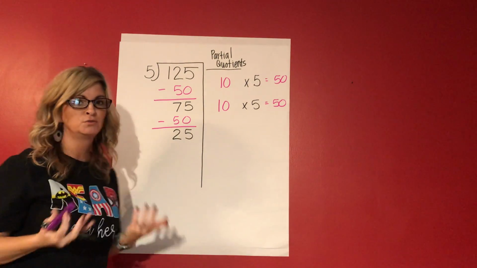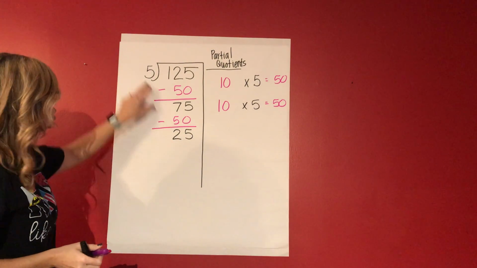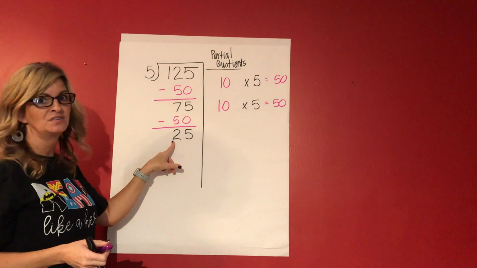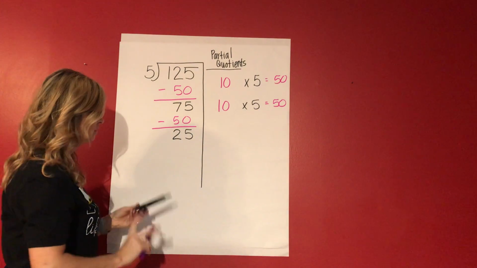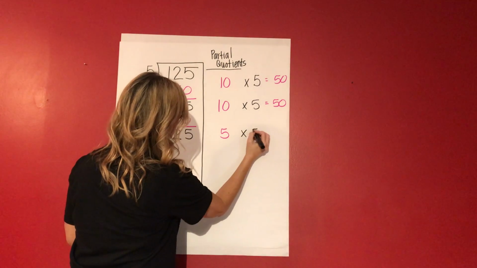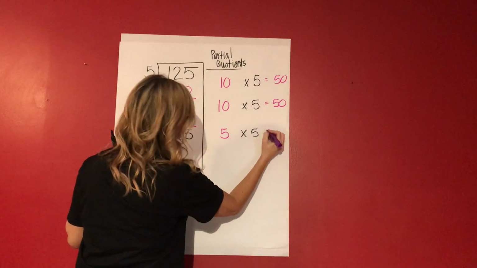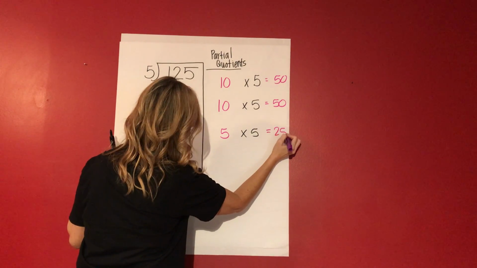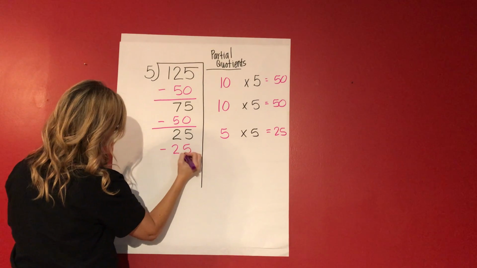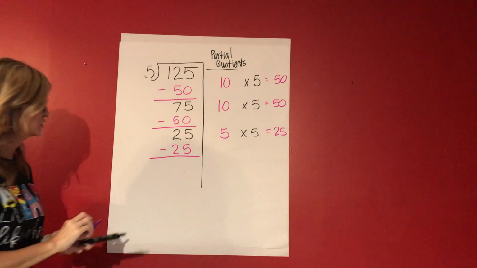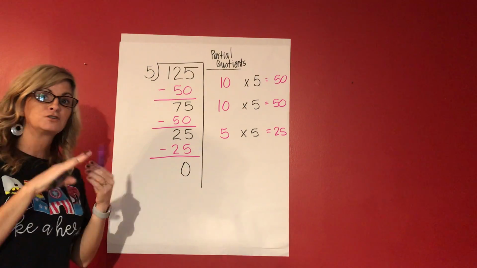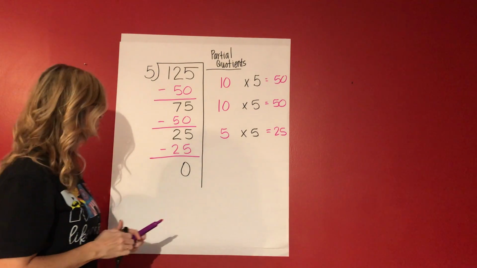Hopefully, this is very simple for you and you know, hey, I know what factor I can multiply by 5 to give me 25. And that would be 5. 5 times 5 equals 25. And so I'm going to take this 25 and subtract it from here, okay? 25 minus 25 gives me a big fat 0, which means I have no remainders, okay?